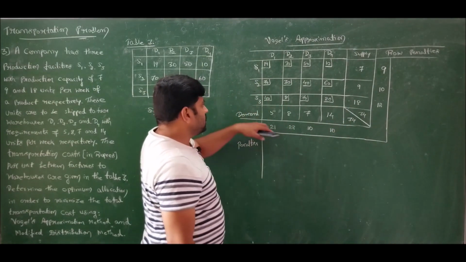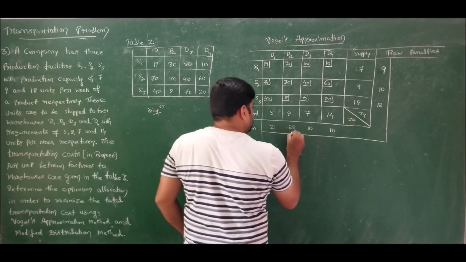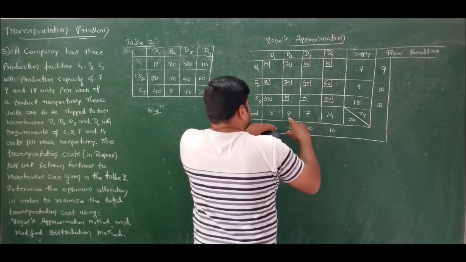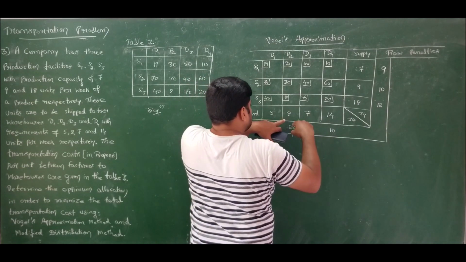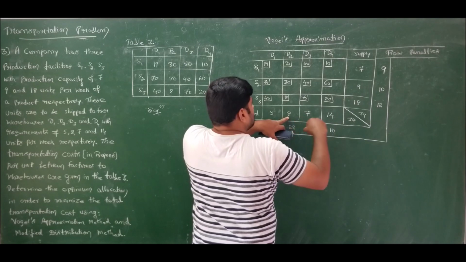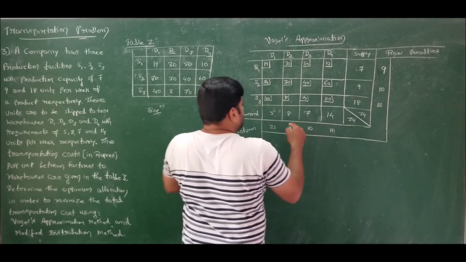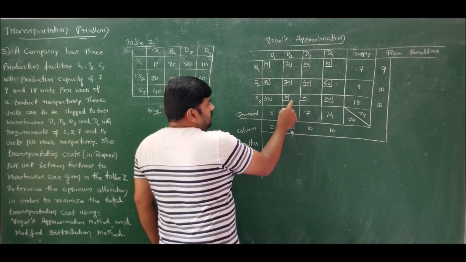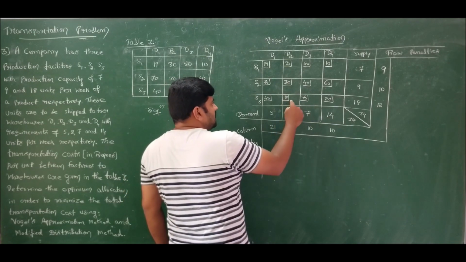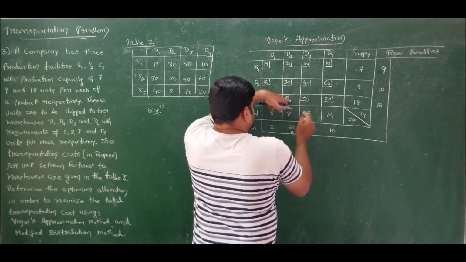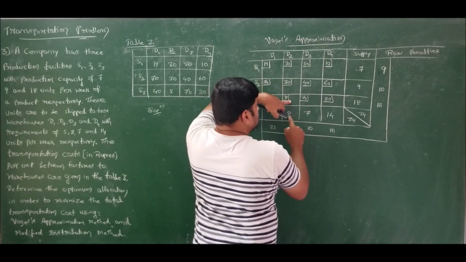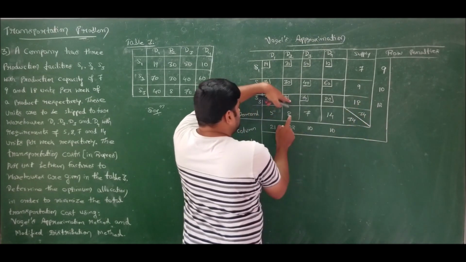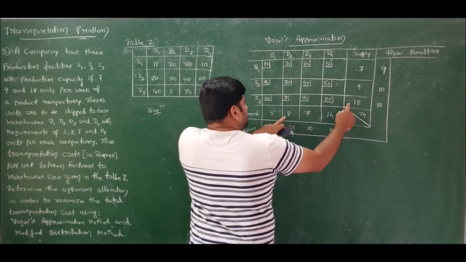So among the penalties, the highest penalty is 22. Therefore, the first allocation should go here. Here we have demand as 8 and supply as 18. This becomes the key cell because we have the least cost as 8. So minimum of 8 and 18 is 8.